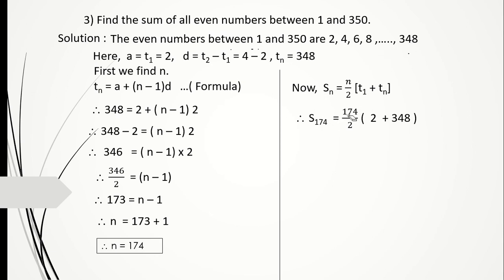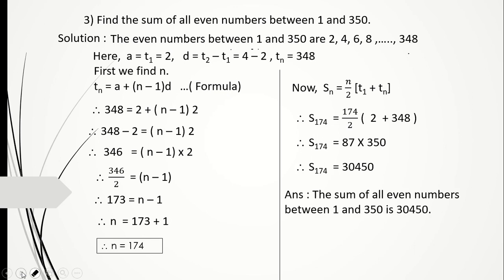Okay, so just substitute n, we got n now, 174 upon 2. First term is 2 and the last term is 348. Just add that, it becomes 350. This division gives 87. 2 8s are 16, 2 7s are 14. Now multiply and you get the answer. So the sum of all even numbers between 1 and 350 is 30,450.